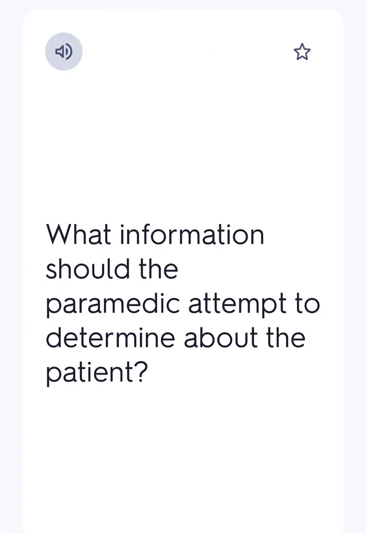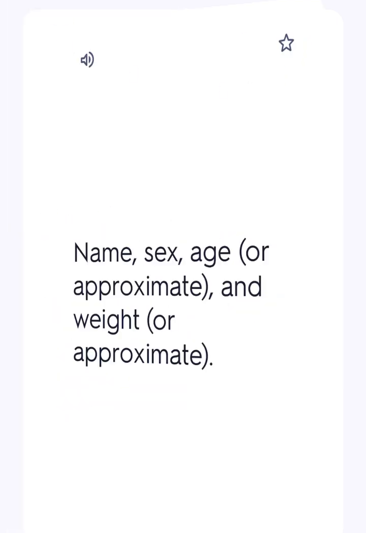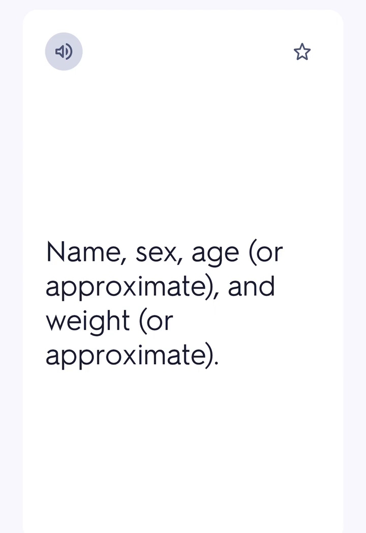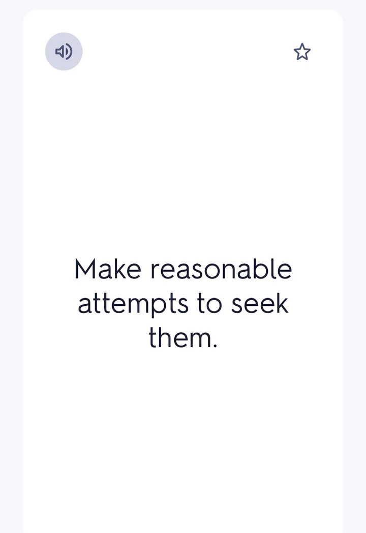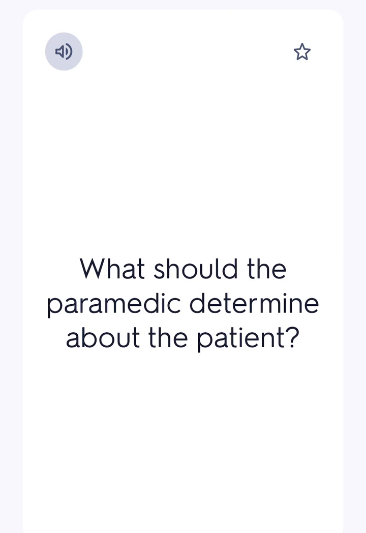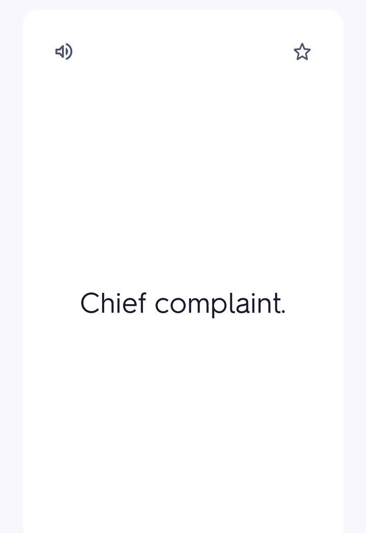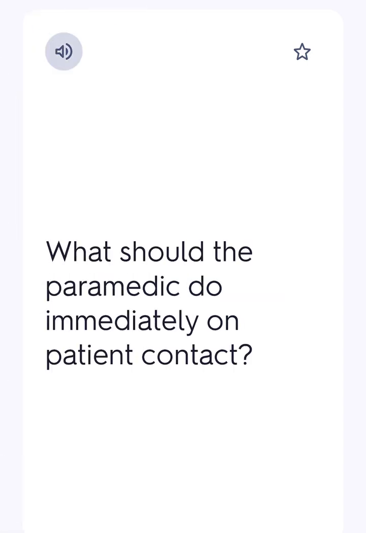What information should the paramedic attempt to determine about the patient? Name, sex, age, and weight. What should the paramedic do if other forms of patient identification are required? Make reasonable attempts to seek them. What should the paramedic determine about the patient? Chief complaint. What should the paramedic do immediately on patient contact?